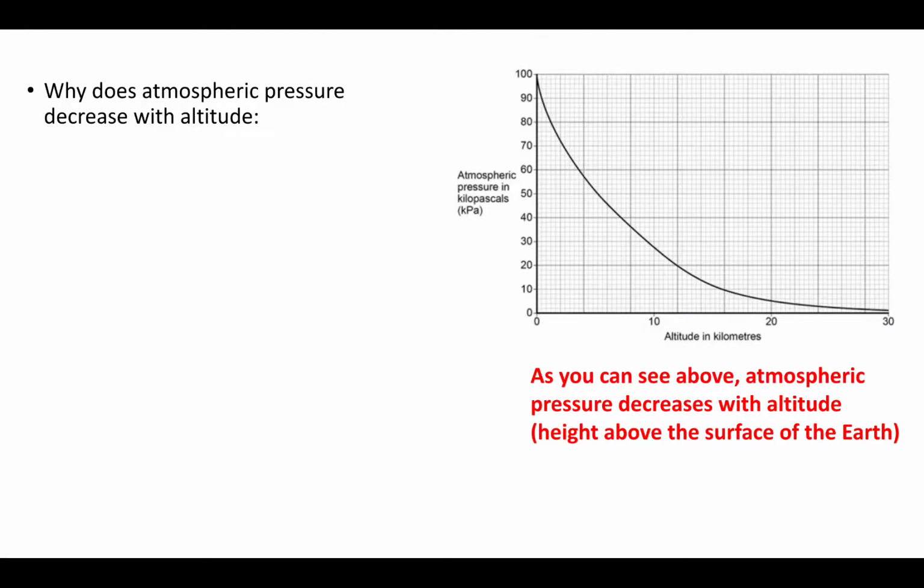So the thing we need to know is, why does atmospheric pressure decrease with altitude? It's tied into what I've just said. You can see this graph on the right hand side, so you can see visually. At sea level, the atmospheric pressure is around 100 kilopascals. As you go up in altitude, altitude is the height above the surface of the Earth, 10, 20, 30 kilometers, the pressure drops drastically. But why does that happen?